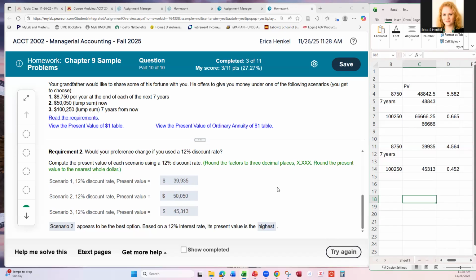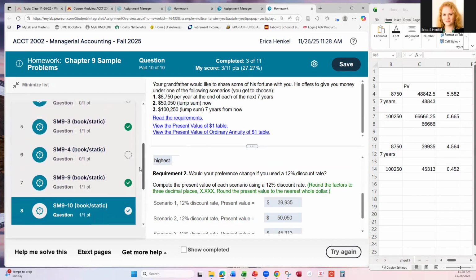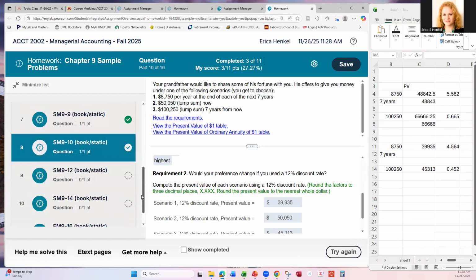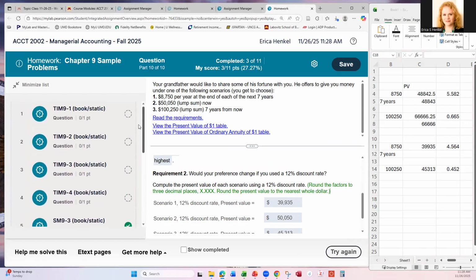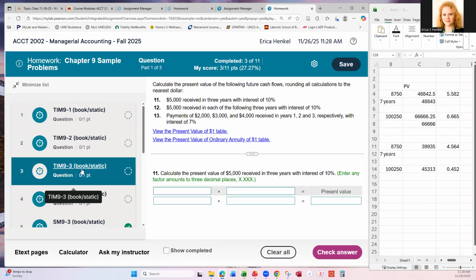Okay, let's see here. I did 1 and 2. Let me just check these really quick here.